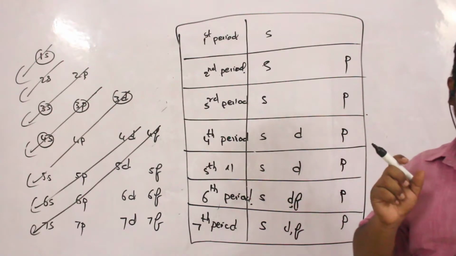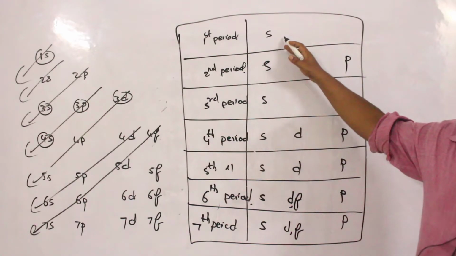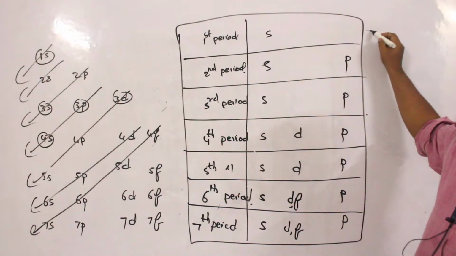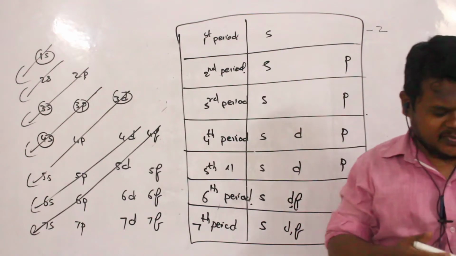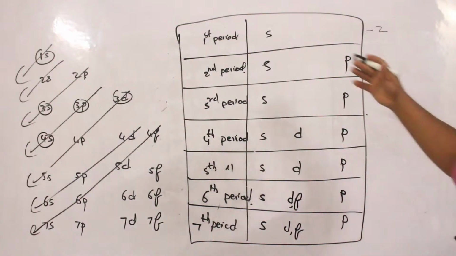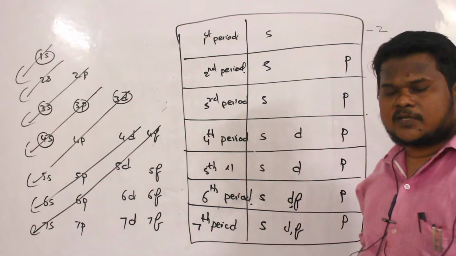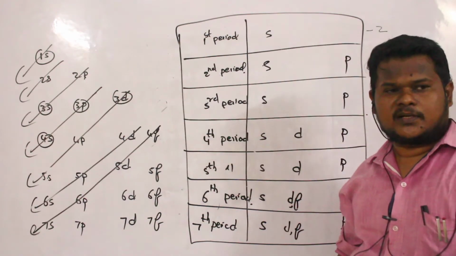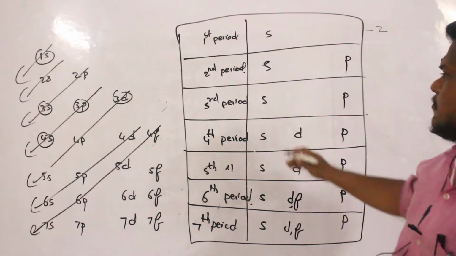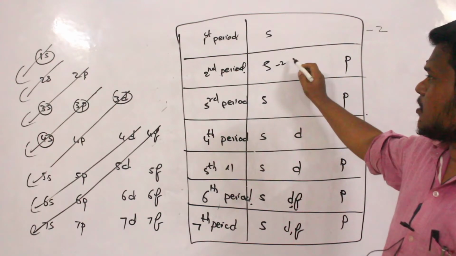Each subshell can accommodate how many electrons? S subshell can accommodate how many electrons? 2 electrons, no? So therefore in the first period, only 2 electrons are present. And what are those 2 elements? Hydrogen and helium. Only these are the 2 elements which are present in the first period. Clear?